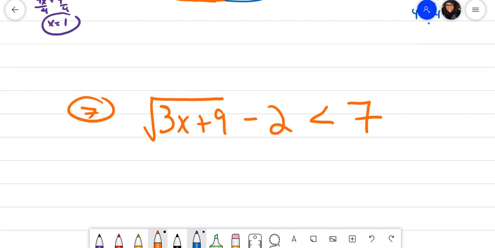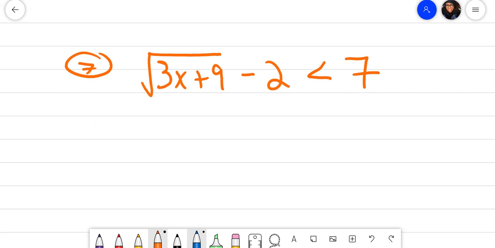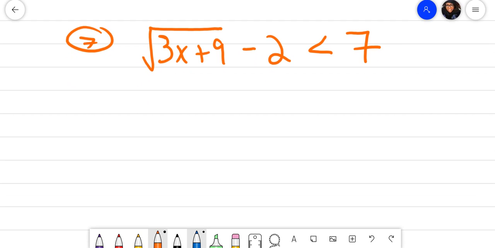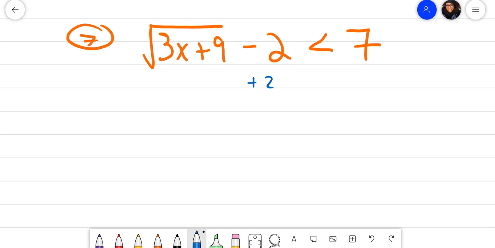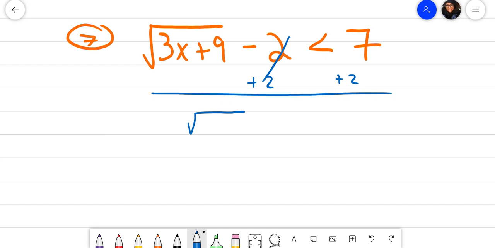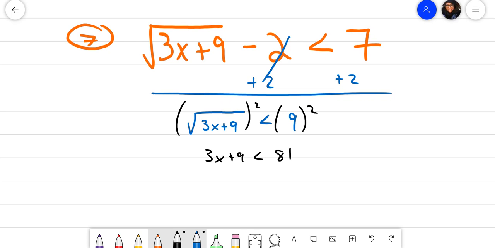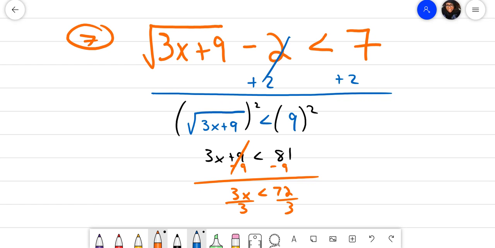Here's number 7. Number 7 is another less than situation. So again, whenever it's less than, we should always be thinking of the lower bound that we need to establish. So plus 2, we end up with the square root of 3x plus 9 is less than 9. Square both sides. I end up with 3x plus 9 is less than 81. Subtract 9 to get 72. Divide by 3. I end up with x is less than 24.